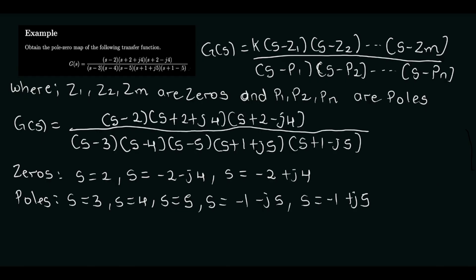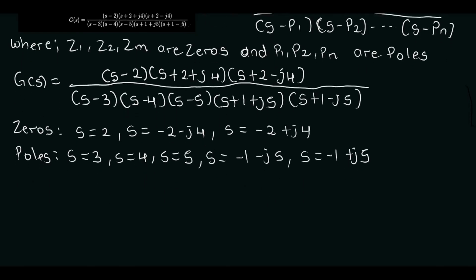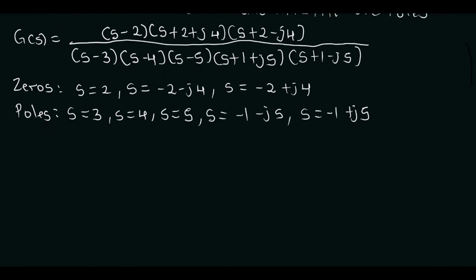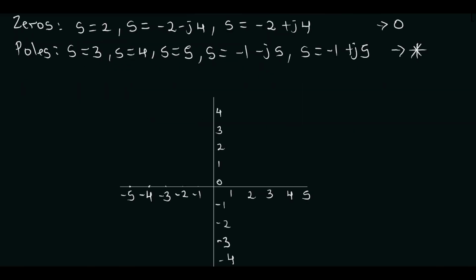So I hope you understand how we got this. So to draw the poles and zeros map, your zeros are represented by this symbol, while your poles are represented by this. Let's draw the map, and let's draw the graph. So to represent our zeros, we have s equals minus 2, circle this, and s equals minus 2 minus j4.